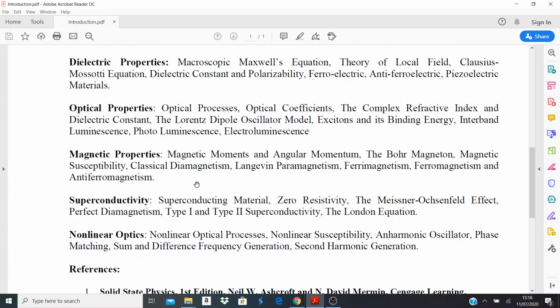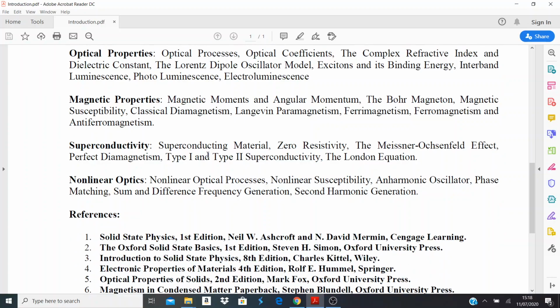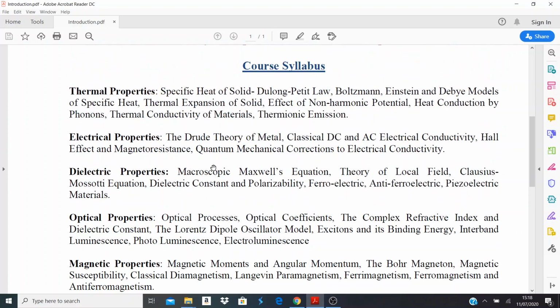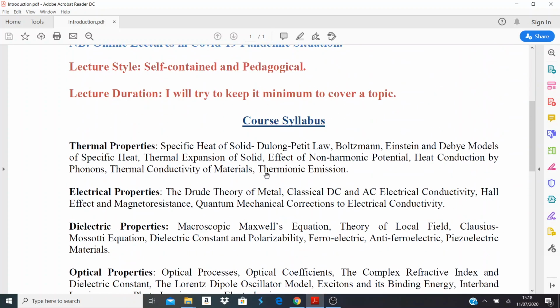So yes, there are plenty of variety of topics in this course, and I will divide them in different modules. In every module we have a set of lectures, and I will try to keep the lectures as self-contained as possible. So I think that's about it.